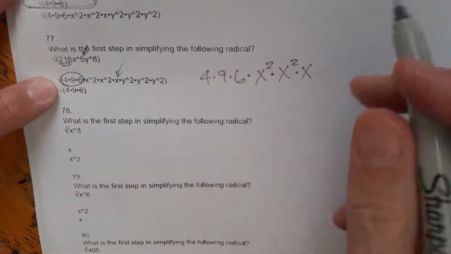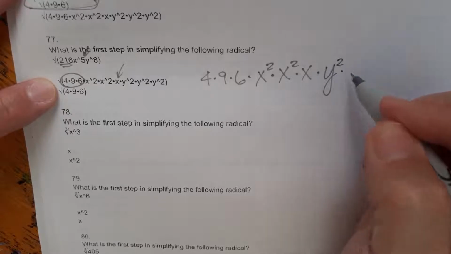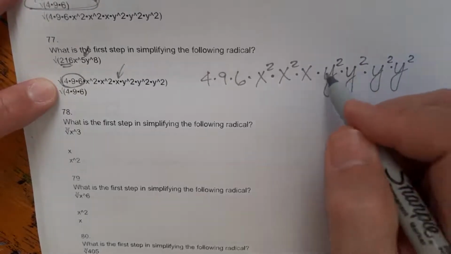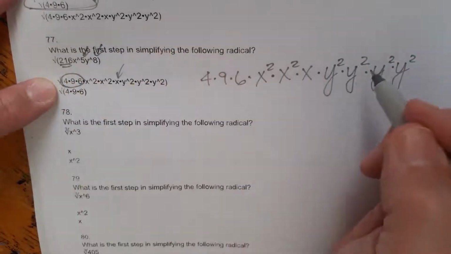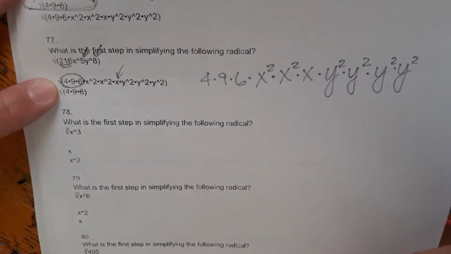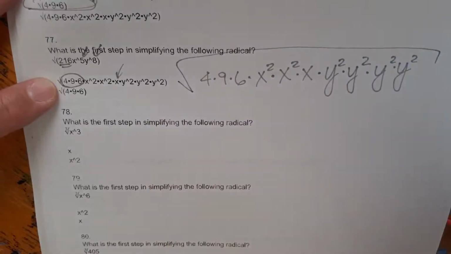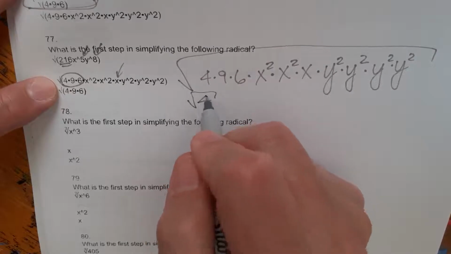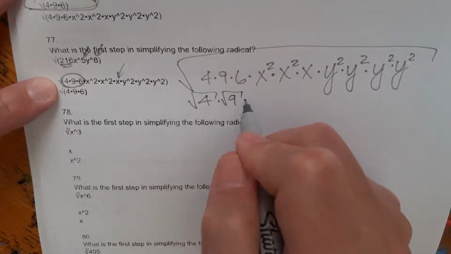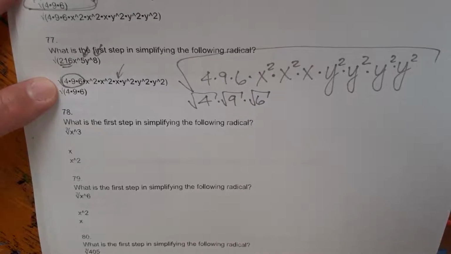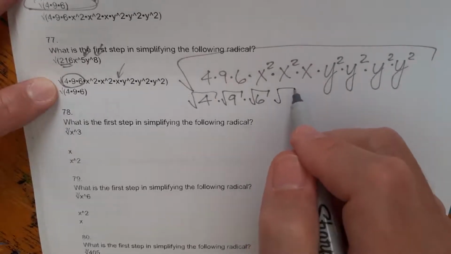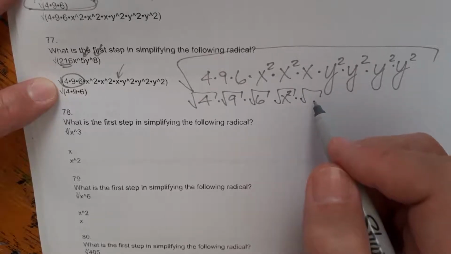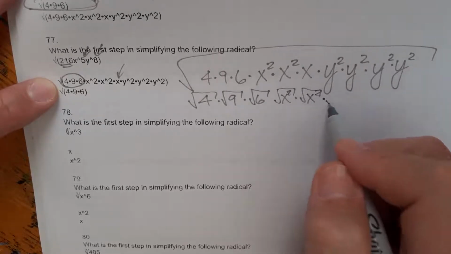Then y, we want the number of y squareds. So times y squared times y squared times y squared times y squared. Why are there 4 of them? Because it has to add up to 8. 2, 4, 6, 8. Right? Now when we take the square root of all this, each of these can be divided up into its own piece. So we can take square root of 4 times square root of 9 times square root of 6, etc. All right? And this is going to be square root of x squared times square root of x squared times square root of x.